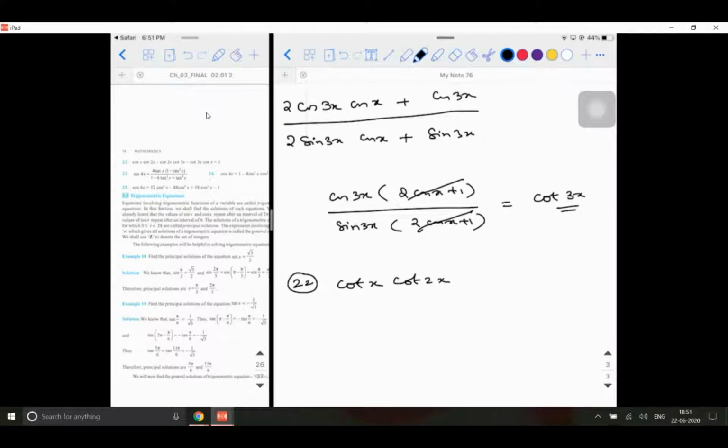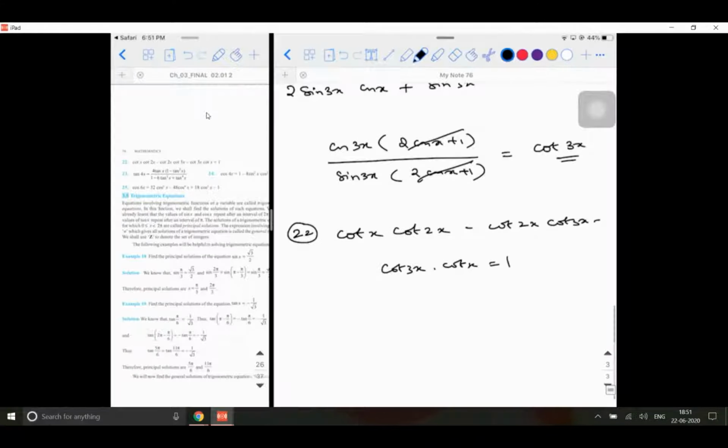Cot x into cot 2x minus cot 2x into cot 3x minus cot 3x into cot x is equal to 1. Okay, so this is what you are supposed to prove. See, in this problem there is no specific way or formula where you can simplify things. So how you are supposed to start this question is, you have to start with what cot 3x is equal to. Can someone tell me what cot 3x is equal to?